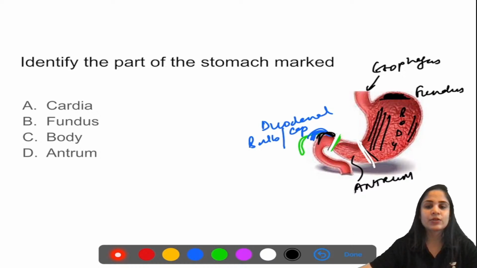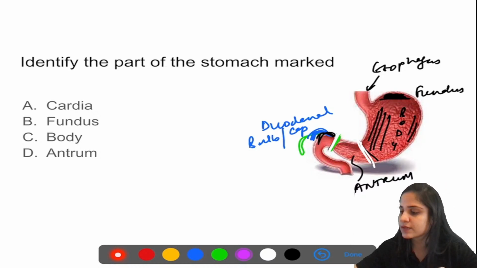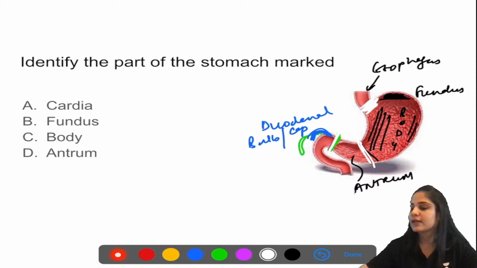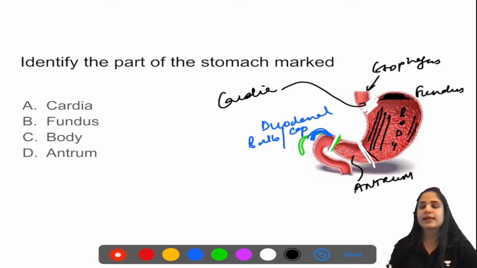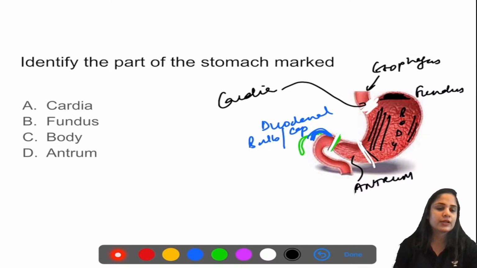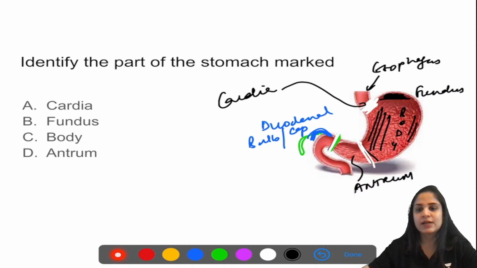So where exactly do you have the cardia of the stomach? This part of the stomach that is joining the lower part of the esophagus over here. I've shaded it in white. That part is called the cardia of the stomach. So these are all the parts of the stomach. In your exam, they can mark any one part and ask you to identify it. In this picture, I have marked all the parts of the stomach that you need to know.